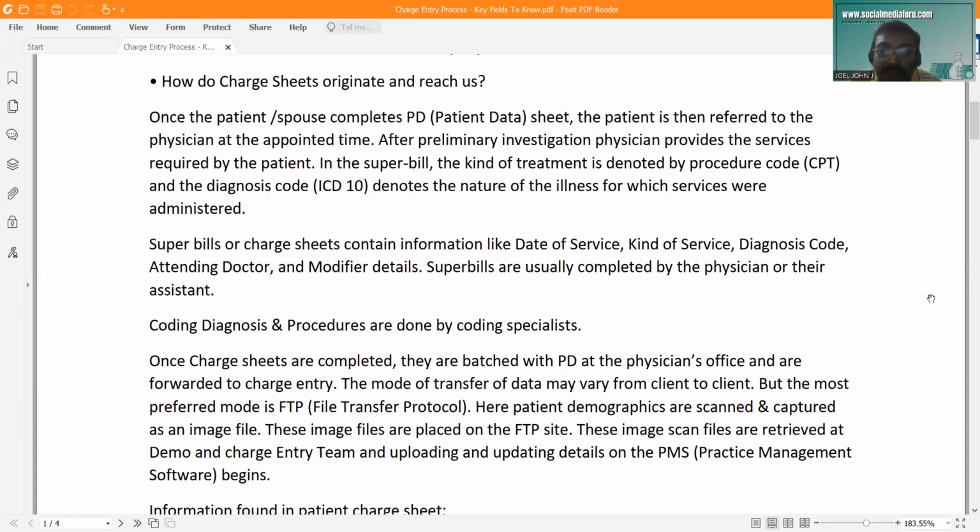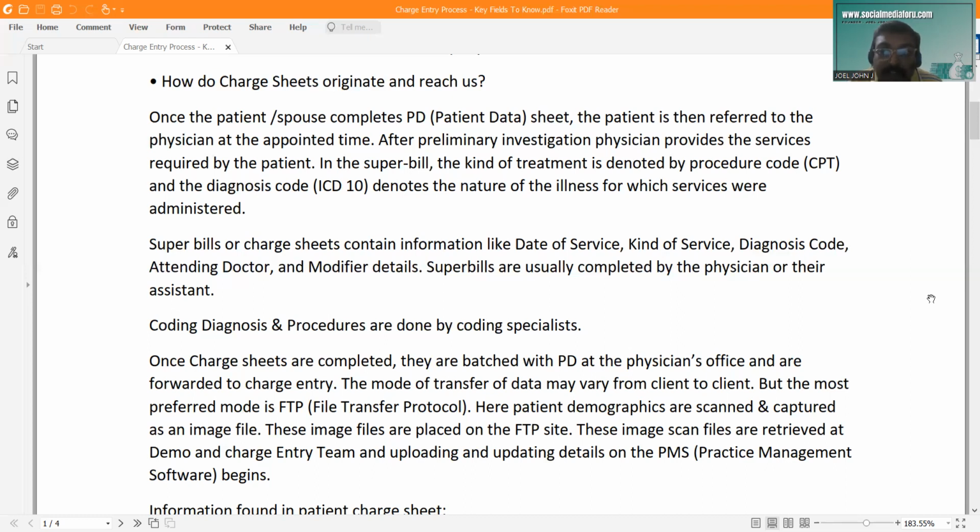administered. So what the disease is, is given by the ICD code, and the latest classification is ICD-10. What treatments and procedures are being performed, and which diagnostics are done, are given by CPT codes. The super bill or charge sheet contains information like date of service, kind of service, diagnosis codes, attending doctor, and modifier details. Super bills are usually completed by the physician or their assistants.